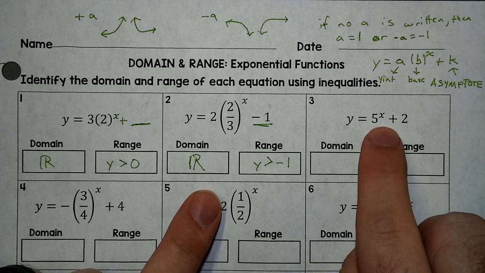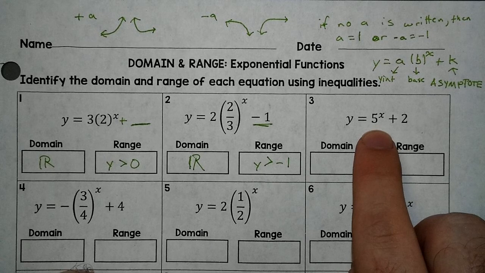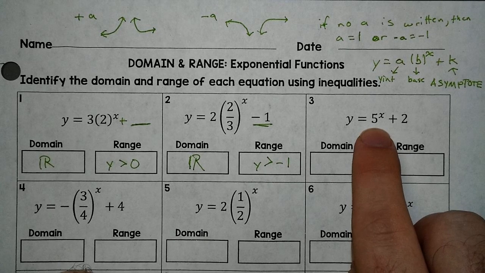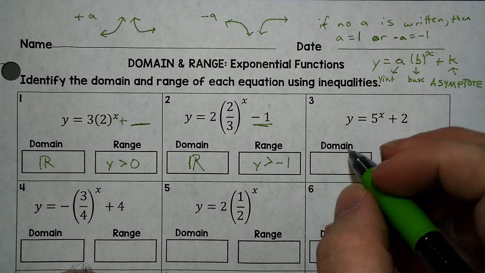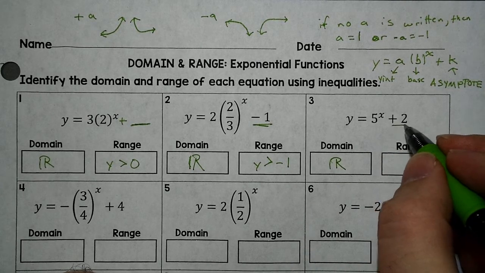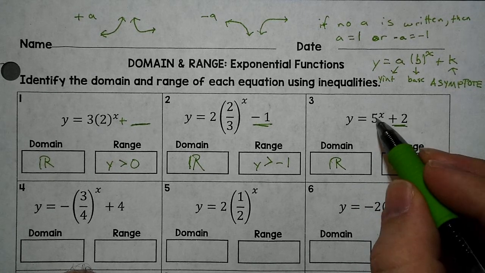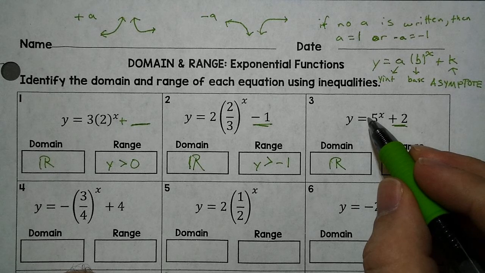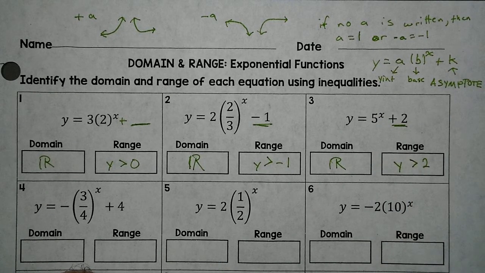So number 3. Now, this one is why we're not doing the y-intercept today, because it's going to change based on combining both of those values. But our domain is still all real numbers. Our range, it's at plus 2. We're comparing our y values to positive 2. Since our a here is not written as negative, they're going to be above 2.